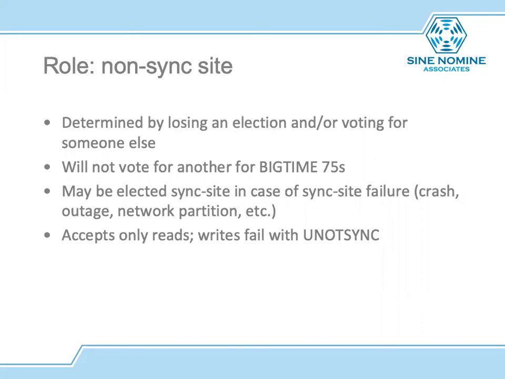75 seconds. So when we do lose quorum, when the sync site goes down, it can take up to 75 or 80 seconds for a new sync site to be elected, because the other ones are holding back to wait to see if that sync site comes back or not before they'll start voting for someone else. And that's very important to make sure that only one sync site is ever elected at a time in the cell.